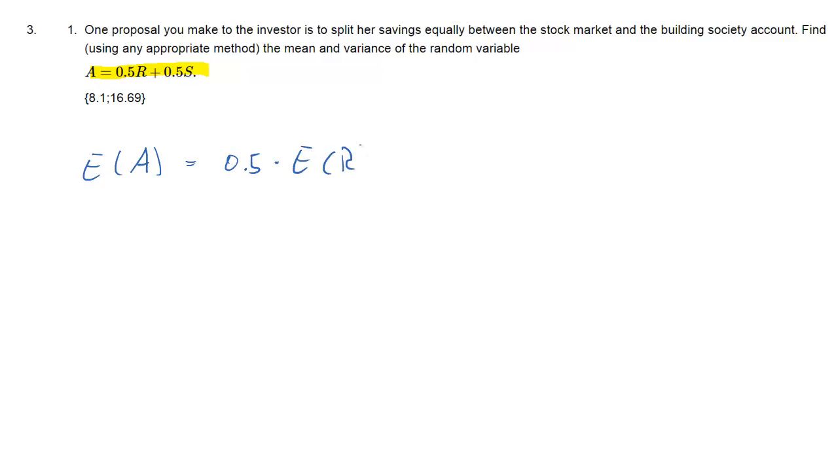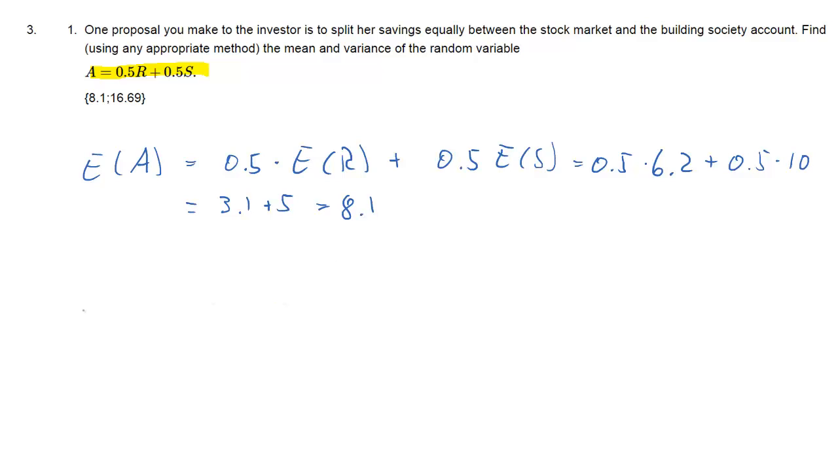A is 0.5 times R plus 0.5 times S. So the expected value of A is just going to be 0.5 times the expected value of R plus 0.5 times the expected value of S. And if we just plug in the numbers, which we already have, we get 3.1 plus 5, which is equal to 8.1. So halfway between the 2 individual expected values. What about the variance?